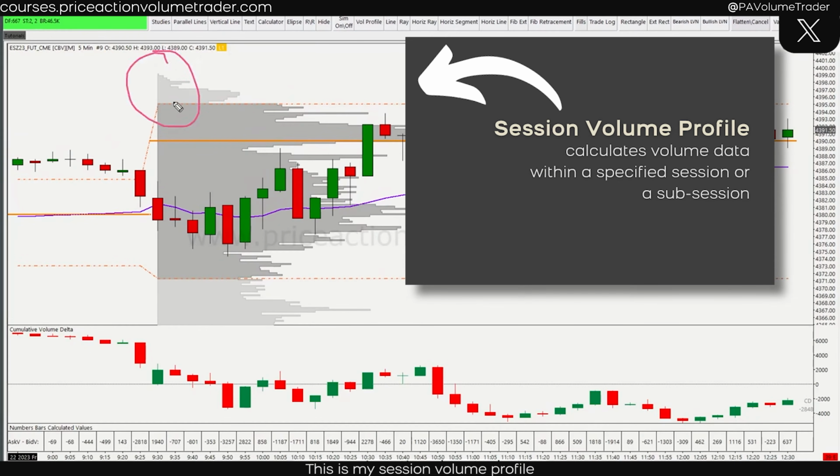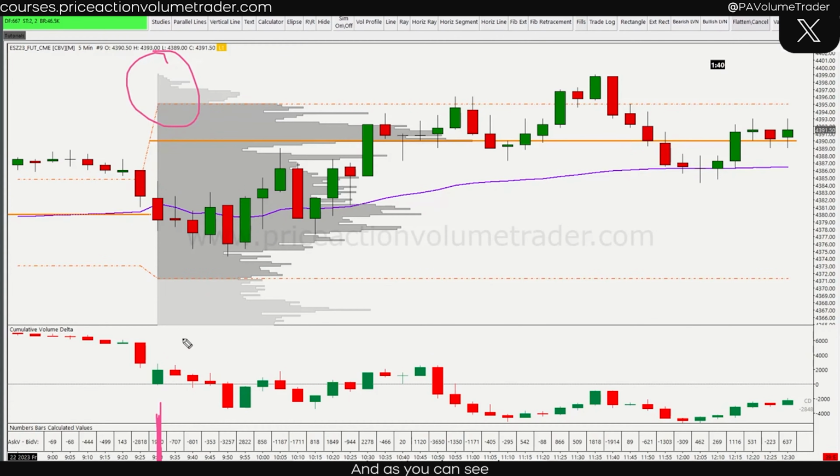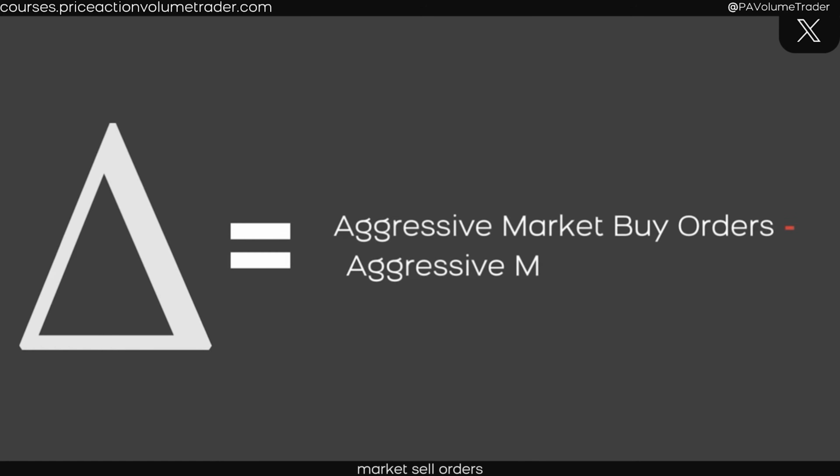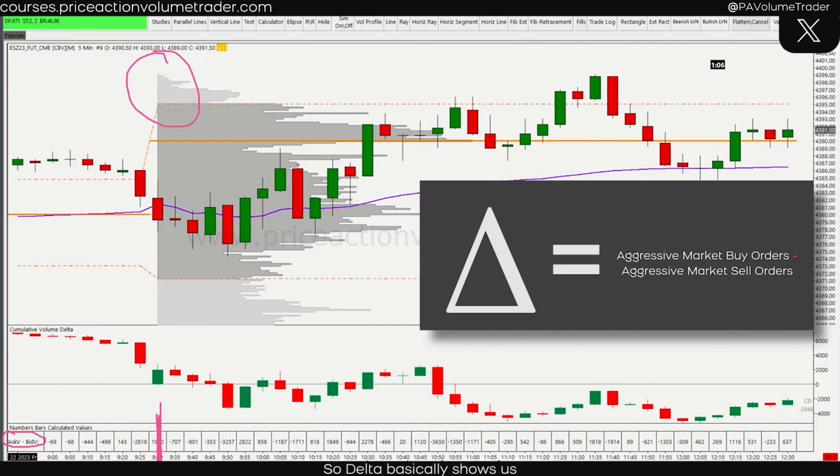This is my session volume profile. This is 9:30 a.m. when regular market hours start, and as you can see, we have here ask volume minus bid volume. This is the definition of what delta is, and I talked a lot about this in my footprint videos, but basically delta equals aggressive market buy orders minus aggressive market sell orders. Okay, so delta basically shows us the difference between aggressive buyers and aggressive sellers.